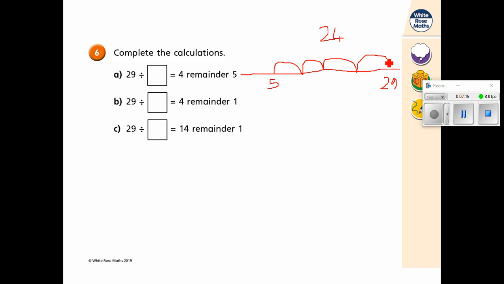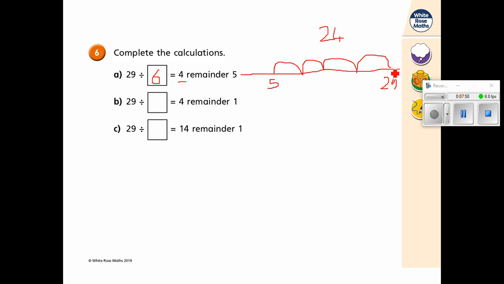And they've done that in 1, 2, 3, 4 steps, because we know that it's 4. We know that it's 4 steps because there's a 4 there. So the distance from 29 to 5 is 24. So they've done 24 in 4 steps. So therefore each step must be 6. So 29 divided by 6 is 4, remainder 5.